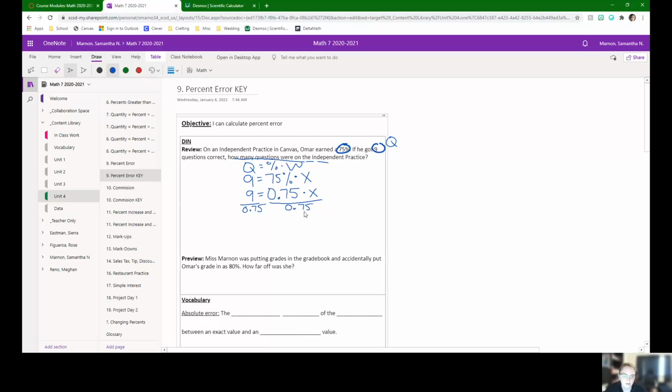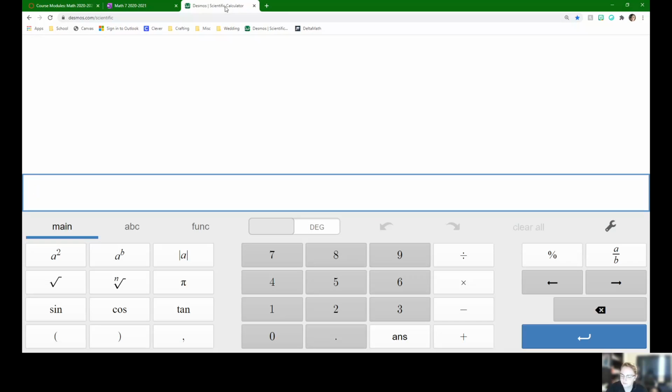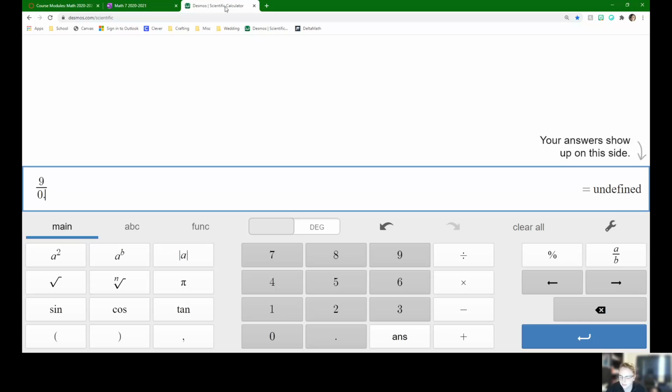When we have 0.75 divided by 0.75, that's going to go to 1. And 1 times X is going to just leave us with X on the right side of the equal sign. On the left side of the equal sign, we have 9 divided by 0.75. So we should be checking these on our calculator. We always use the Desmos one. So if we do 9 divided by 0.75, we get 12.